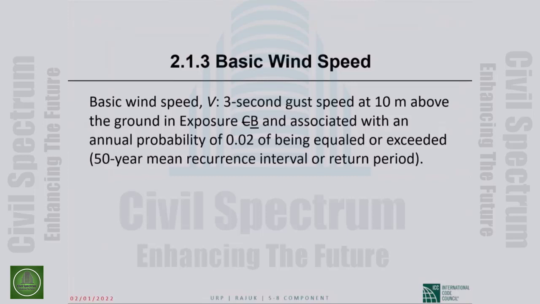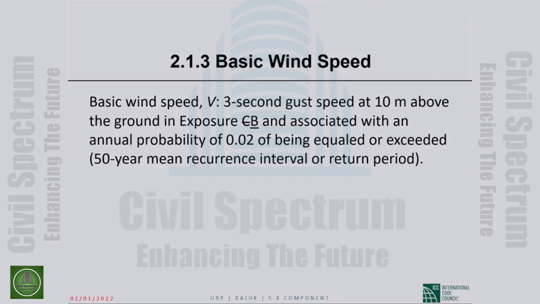The basic wind speed, what is it? It is 3-second gust speed, and I will define that later. Wind velocity changes from one instant to the next. It is never constant over any significant period of time. So in design, we have no choice but to use some kind of an average wind velocity. 3-second gust speed uses 3 seconds as the averaging time. So this is wind speed averaged over 3 seconds.